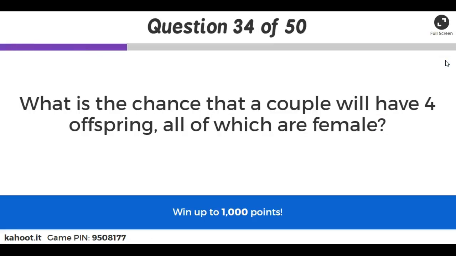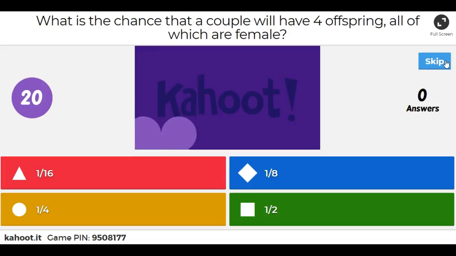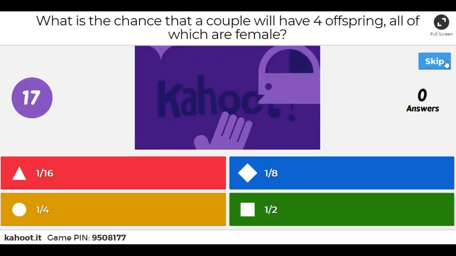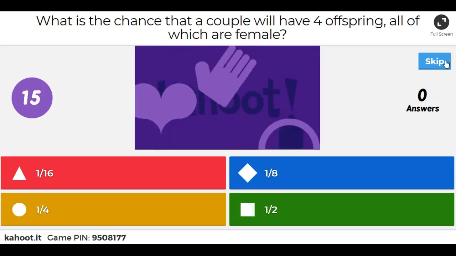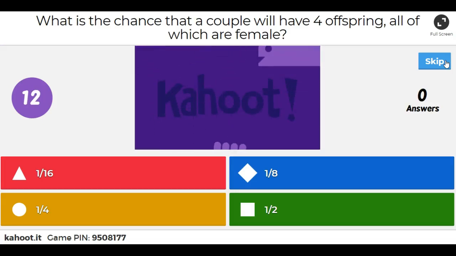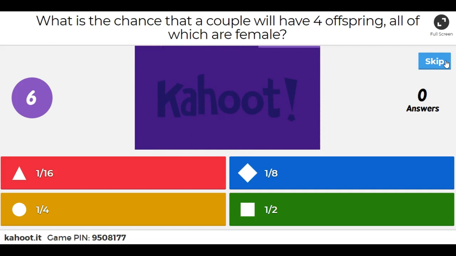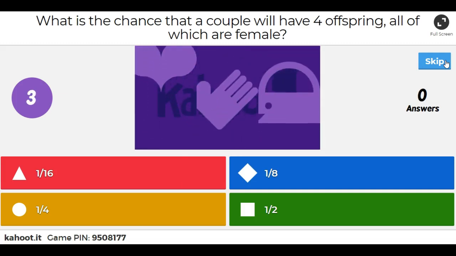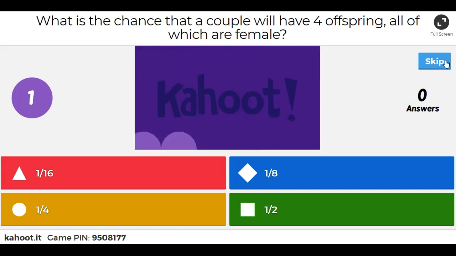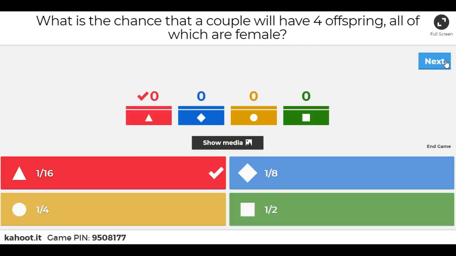What is the chance that a couple will have 4 offspring, all are female? So now we are looking at 4 offspring in a row that are all female. Hopefully this was easy. We talked about this in class. So there's a 1/16th chance of having all 4 of your offspring be one of the sexes. And now we have to look at the probability of each event and then multiply those together.